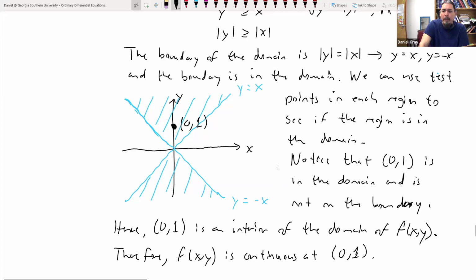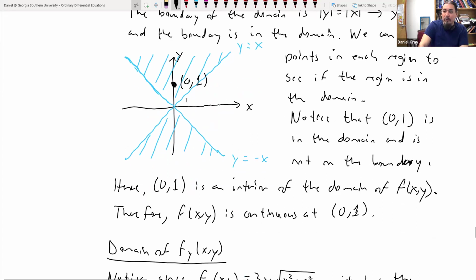Now let's remember what my initial value was. 0, 1 was my initial value. And we see that that rests firmly in the interior of the domain. It is not on the boundary. And because it's an interior point, my contract with you is that f of x, y will be continuous at 0, 1. So f of x, y is continuous at 0, 1.